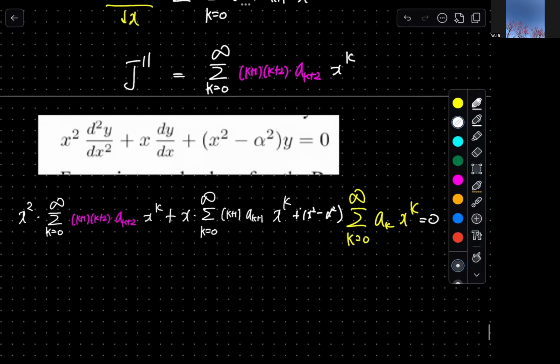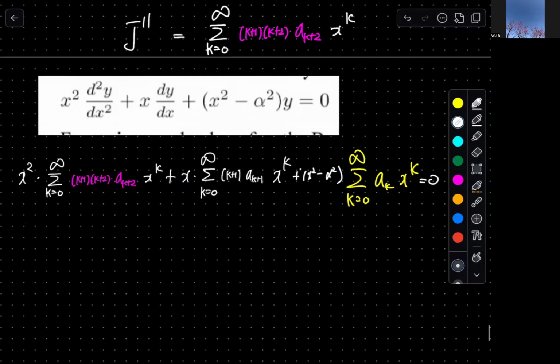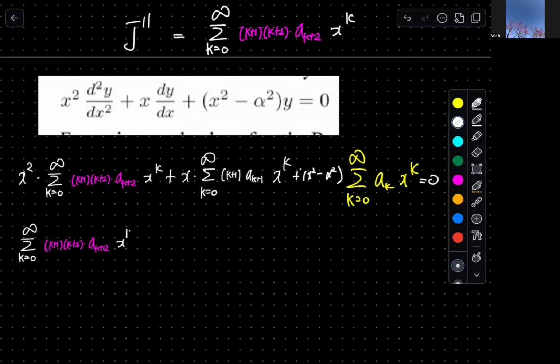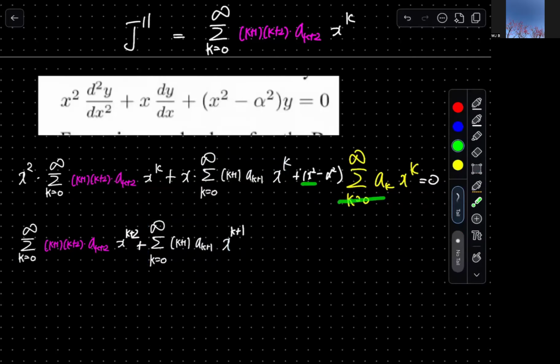However, this is not the end of it, because if you want to simplify your differential equation, you need to make sure your power must match. But at the moment, it does not match, because multiplying the x squared and x will raise the power. So let's simplify further. I've got the x to the power of k plus 2. And then this will raise by 1 for the second term. That's great. And for the last term, you have to do the distribution here, so make sure you do the distribution there.